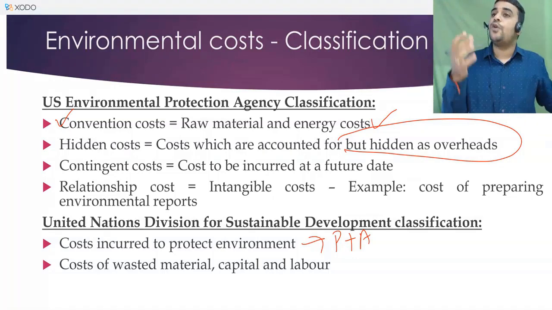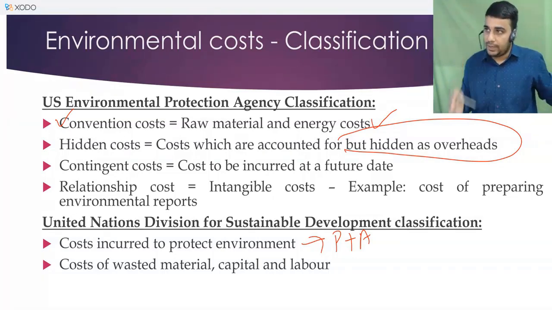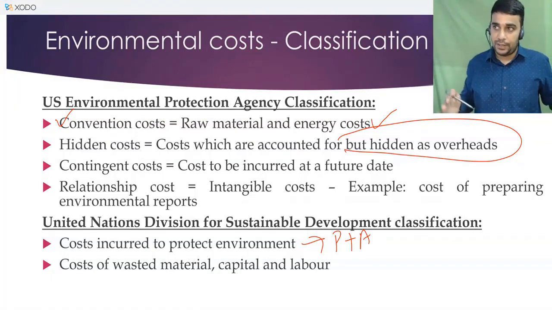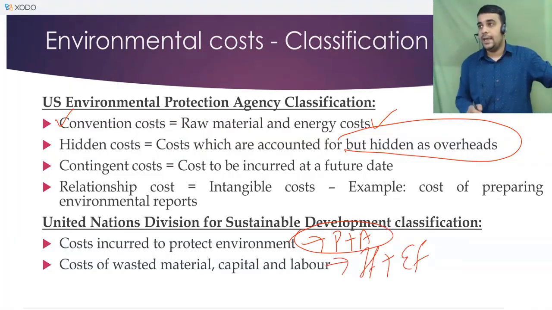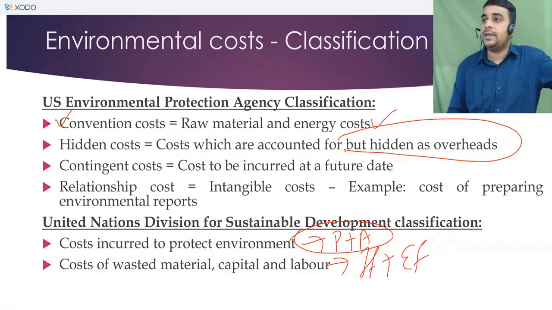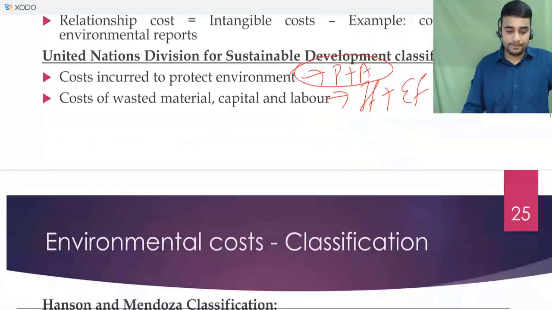There you will see the four categories: environmental prevention, environmental appraisal, environmental internal failure, environmental external failure. Now that category and this category can be mapped. This is prevention plus appraisal. This is internal failure plus external failure. Cost of wasted material, capital and labor is basically failure related cost, and cost incurred to protect the environment.